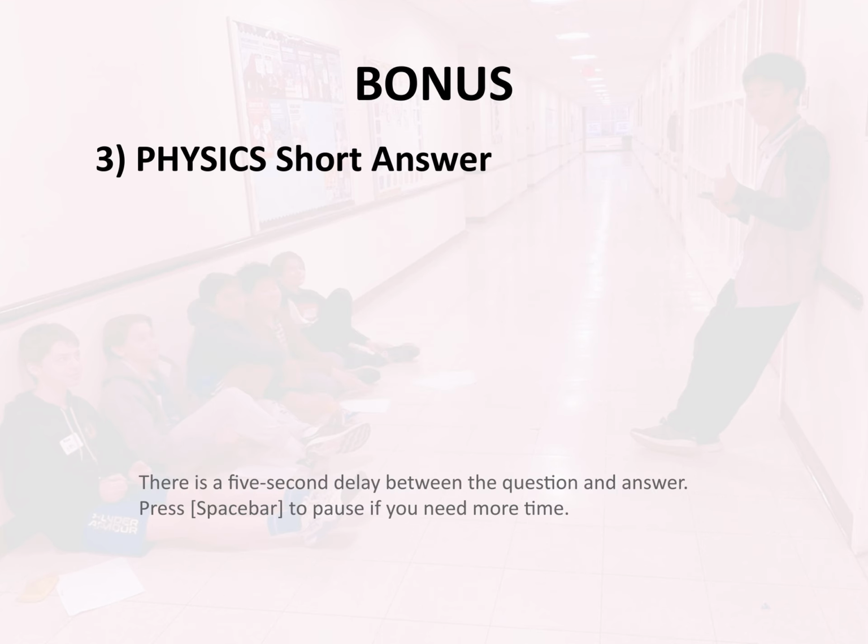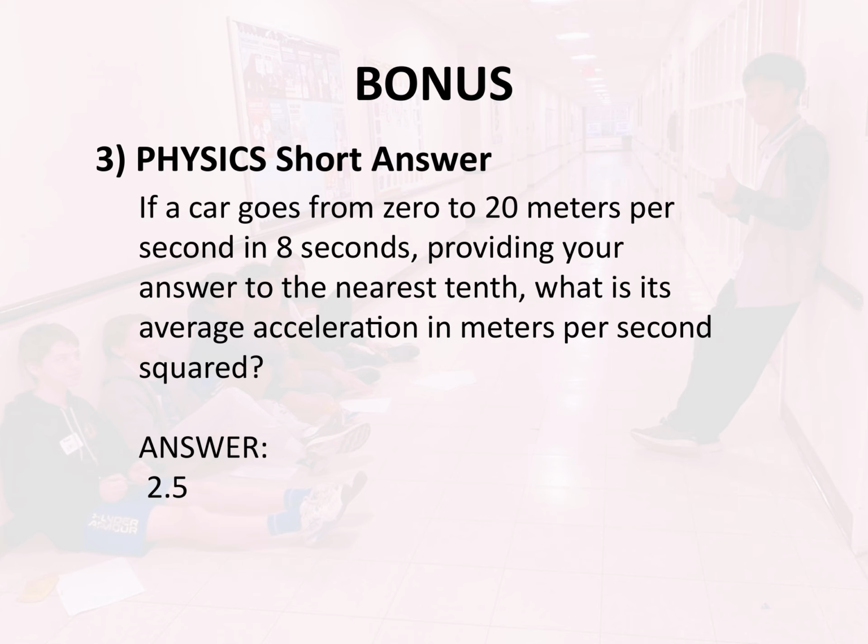Bonus 3. Physics. Short answer. If a car goes from 0 to 20 meters per second in 8 seconds, providing your answer to the nearest tenth, what is its average acceleration in meters per second squared? Answer, 2.5.